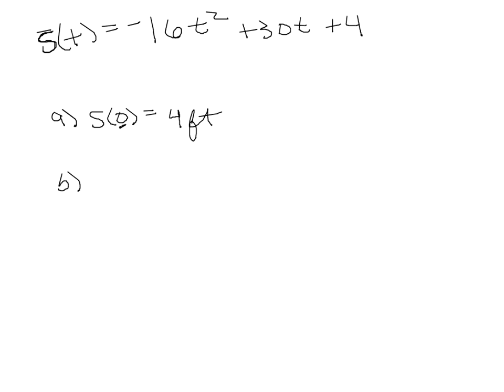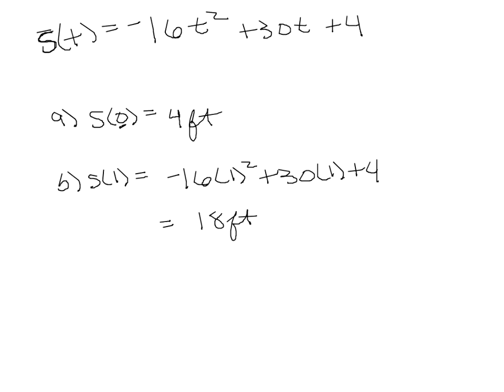Part B says, what is the ball's height after 1 second? So we plug in t equals 1. We get minus 16 times 1 squared plus 30 times 1 plus 4, and we make that calculation and get 18 feet. So the ball is 18 feet high 1 second after the ball is thrown.